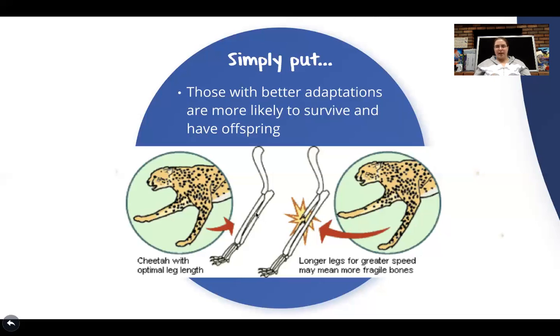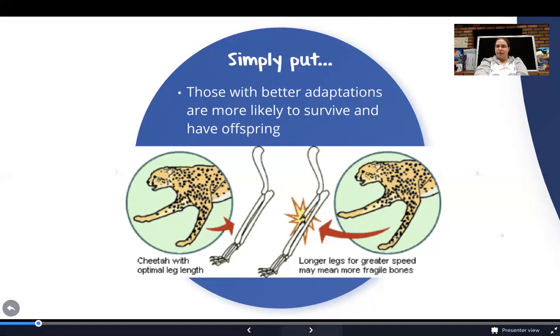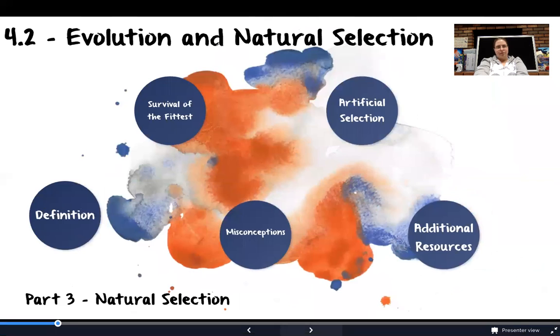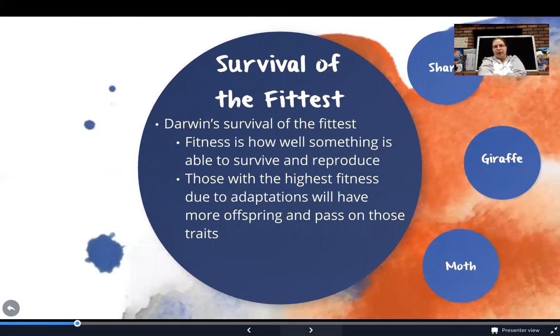So then over time, over many generations, eventually there will be no more cubs with the longer legs. So now the whole population has the trait of the slightly shorter leg, the optimal leg length. So that's what we're talking about in terms of natural selection. Survival of the fittest. I know we've used these examples before, but we're still going to keep talking about them.